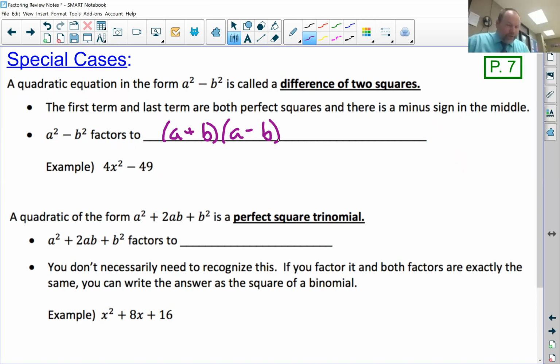For example, 4x squared minus 49, perfect square, perfect square. The number that we square to get 4, or the number that multiplies by itself to get 4, is 2. So we get 2x plus the number multiplied by itself that gives us 49 is 7. And 2x minus 7.